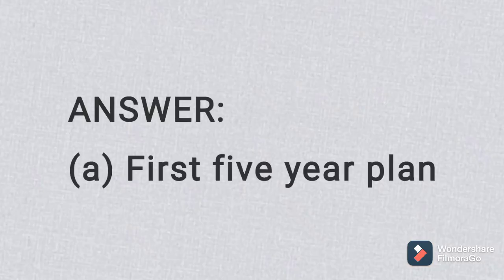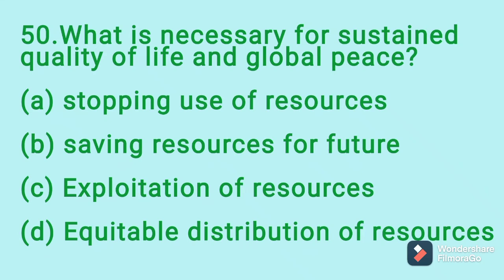And the answer is option A. First 5-year plan. 50th question. What is necessary for sustained quality of life and global peace? Option A. Stopping use of resources. Option B. Saving resource for future. Option C. Exploitation of resources. Option D. Equitable distribution of resources.